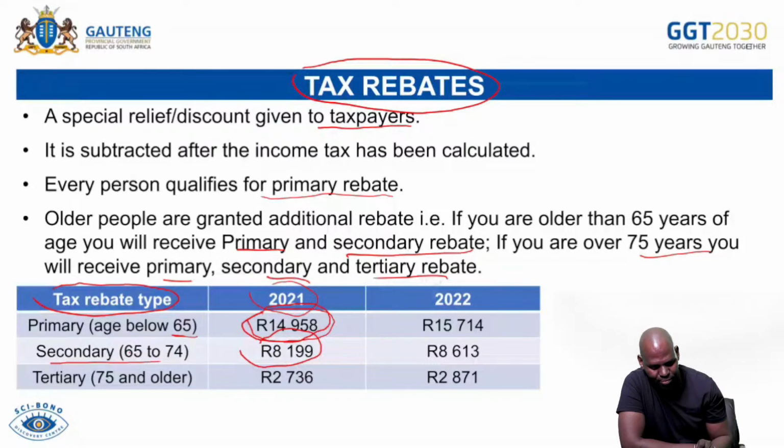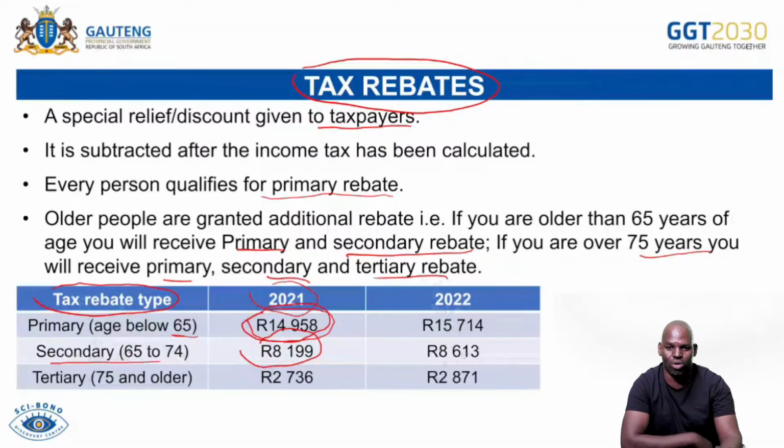But in 2022, if you are below the age of 65, they would only reduce your tax by 15,714 rand. If you are from the age of 65 to 74, they would reduce it by primary and secondary. In other words, they will reduce it by 15,714 rand and also by 8,613 rand. If you are at the age of 75 and above, they will reduce it further by 2,871. In other words, if you are below 65, they only subtract primary. If you are 65 to 74, they subtract primary and secondary. If you are 75 and older, they subtract primary, secondary, and tertiary.